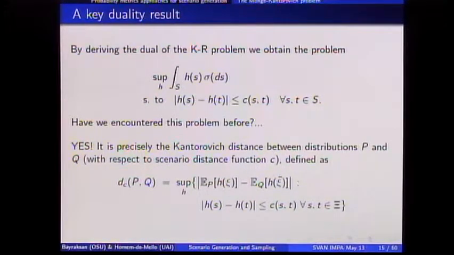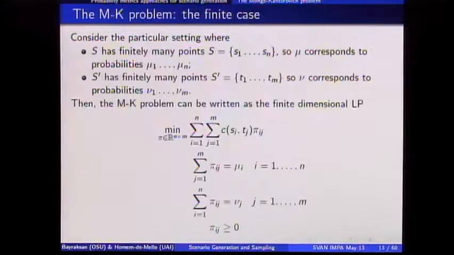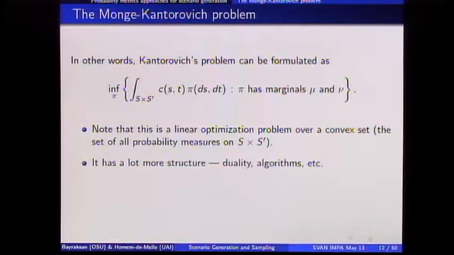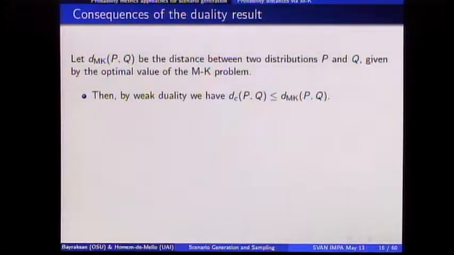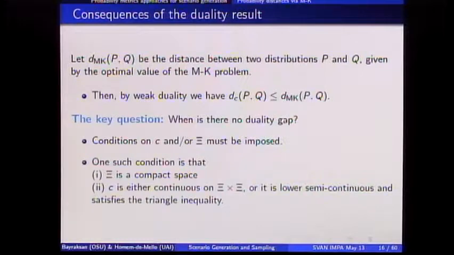There's a bound. That's weak duality. It says that this one is always, if you're maximizing, less than or equal to the value of this one. So that's what we get here by weak duality. If we call this DMK the distance between P and Q based on the Monge-Kantorovich problem, that linear optimization, then by weak duality we have this. And there are some conditions on c, for example, if c is continuous or lower semi-continuous with the triangle inequality, you have no duality gap.